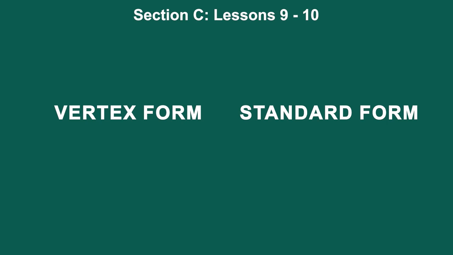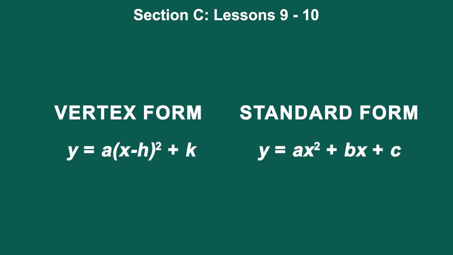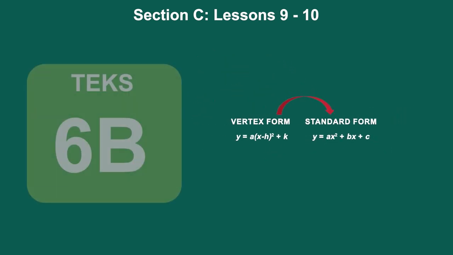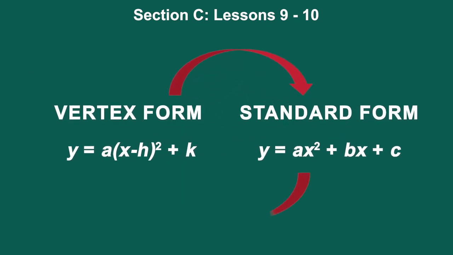In this final section of the unit, students revisit the vertex form and recall that it can be used to identify the maximum or minimum point of a quadratic function. Previously, students learned to rewrite expressions from vertex form to standard form, and that's explicitly stipulated in the supporting TEKS 6b. It basically means they multiply the binomials and simplify. But now, students are asked to go in reverse by completing the square.